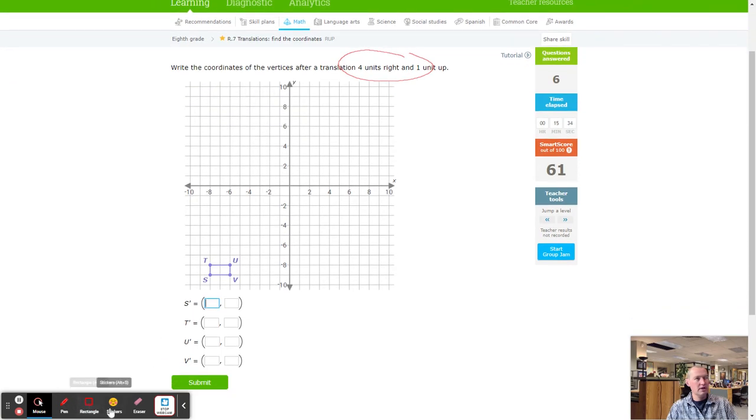Okay, smart score 61. Taking our time. Again, just take your time because all you got to do is make a small little mistake and you get it wrong. We're not trying to do that.